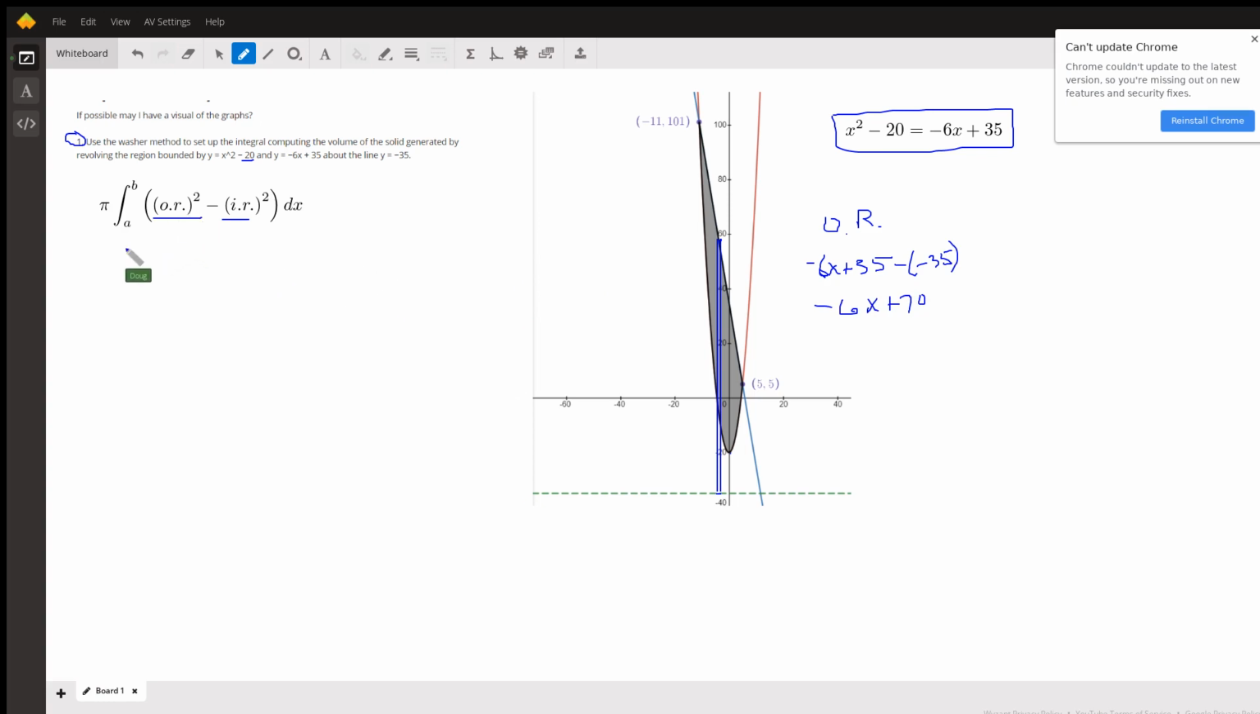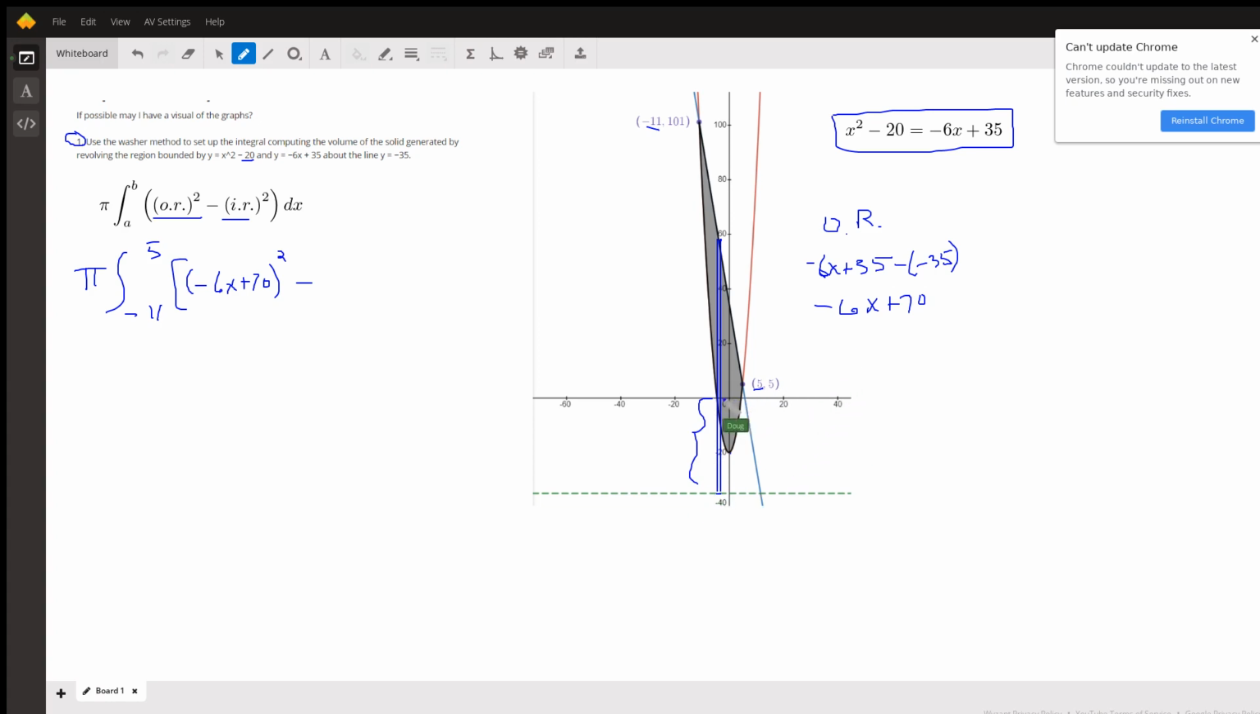And in the formula, we have to square that. And by the way, our values of a and b are now, this is a, negative 11, and this is b, 5. We now have an expression for the outer radius, negative 6x plus 70, the quantity squared, make that an x. And now we want to find the inner radius, which is this little distance right here.